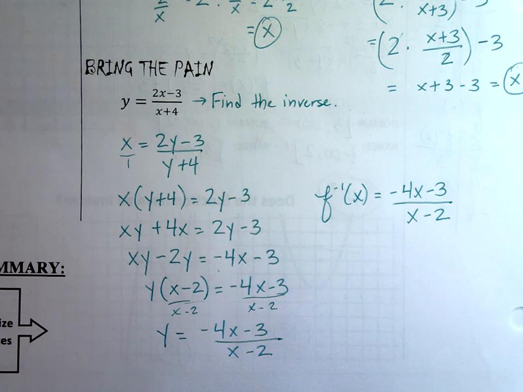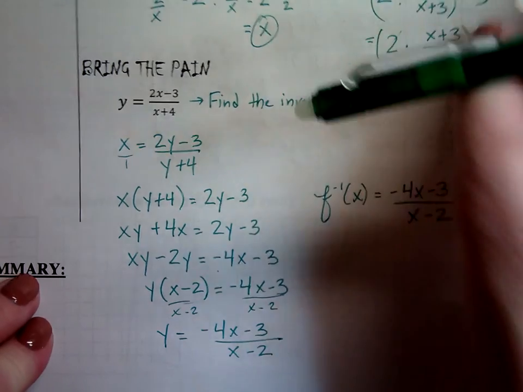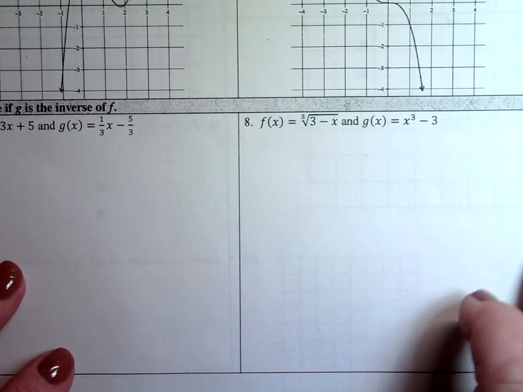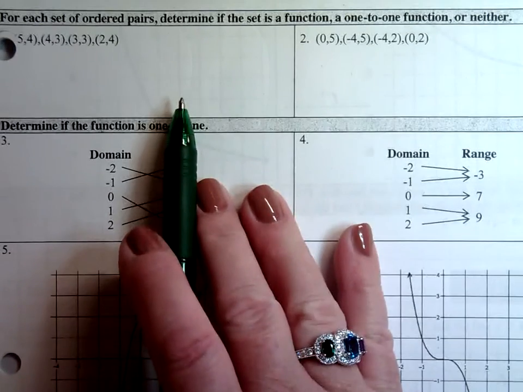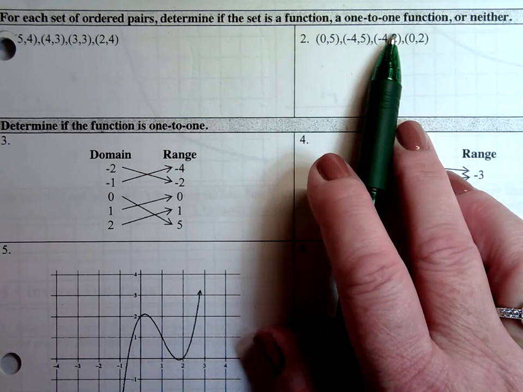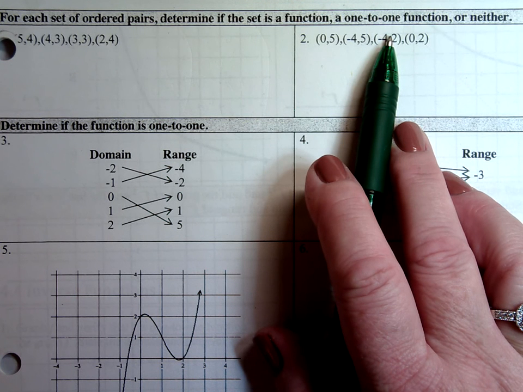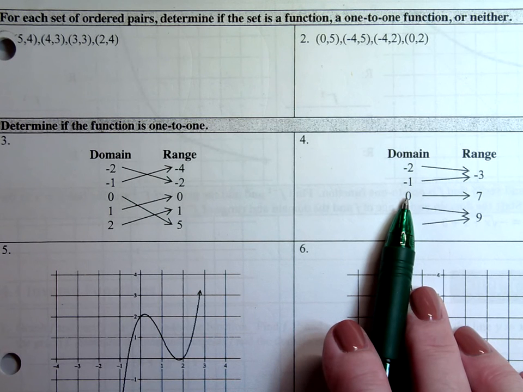All right, so let's take a look real quick at some of the practice problems, see if there's any that we really need to do together. I'm looking for each set of ordered pairs to determine if it's 1-to-1. Remember, each x has to have a unique y, and each y has to have a unique x. So that's how you're going to do numbers 1 and 2. Same thing goes for 3 and 4 with mappings. Every x has to have a unique y, and every y has to have a unique x.